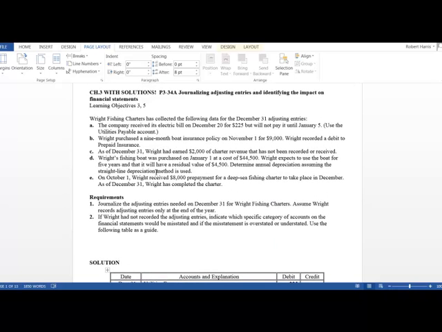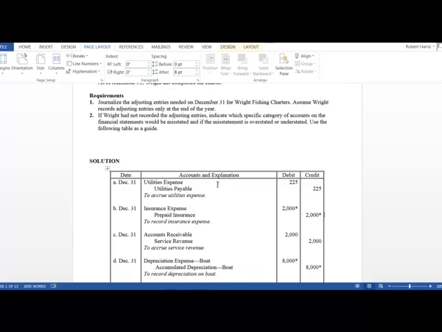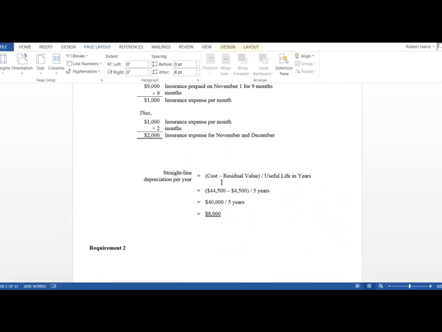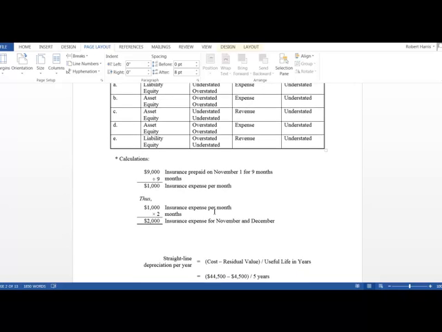Now on this next one, it says we purchased a boat for $44,500. It says it has a residual value of $4,500, and it's going to last us for 5 years. So let's go down here and take a look. So remember, you take the cost, you subtract out the residual or salvage value or resale value. Those all are synonyms. And then we divide it by how long we plan on using it. So we're going to say $40,000 divided by 5 years. So that means we're going to have depreciation of $8,000 a year.